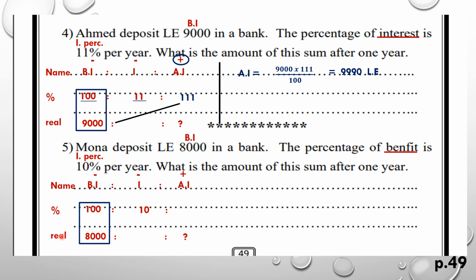We have a completed column, but we don't have a completed cross. How can we fill this space? We are going to fill it using the sign which we have on it. We have plus. We are going to add the other two numbers which are in the same row. 100 plus 10 equals 110. Here is our completed cross. Now, after interest equals 8,000 times 110 over 100 equals 8,800 LE.